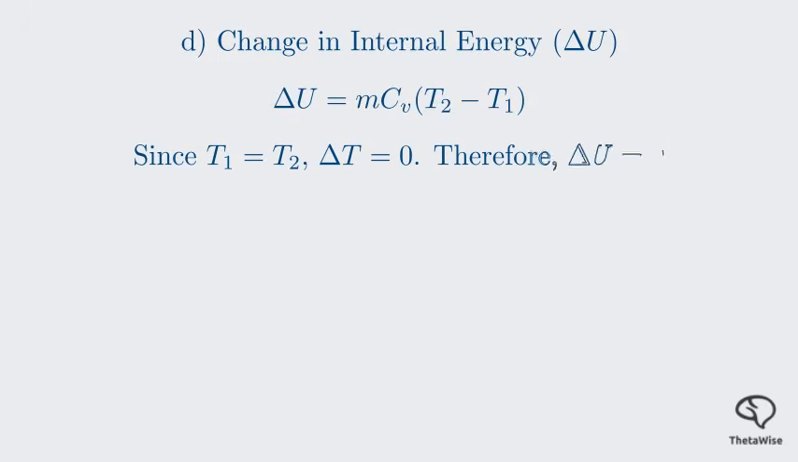Now for the change in internal energy, delta U. Remember, for an ideal gas, delta U is m Cv delta T. But in an isothermal process, the temperature change, delta T, is 0. This means that the change in internal energy, delta U, is also 0.